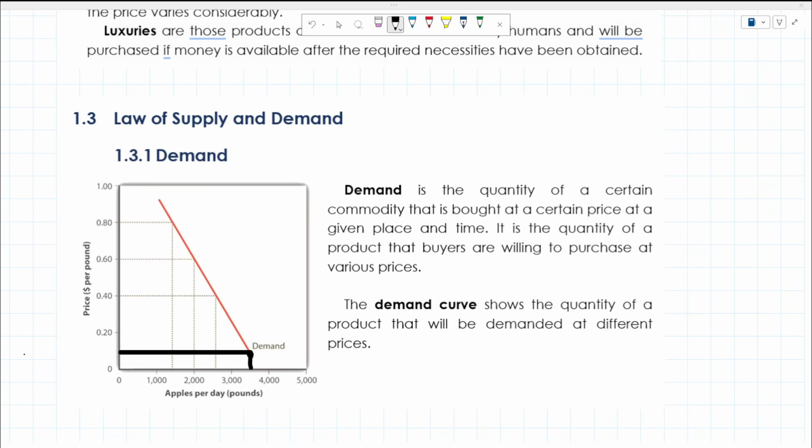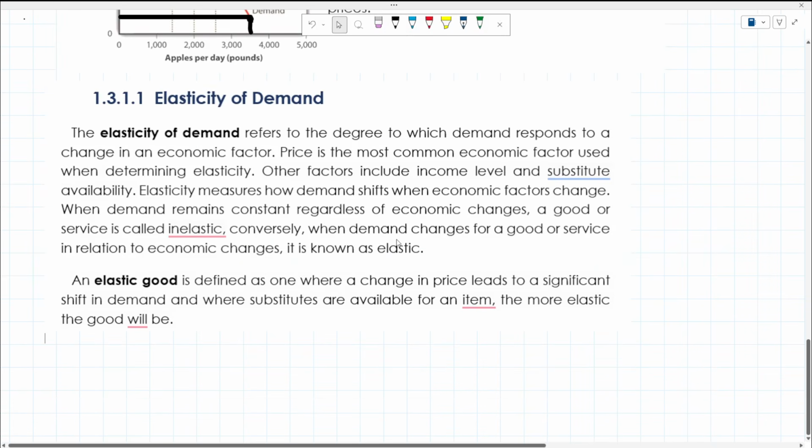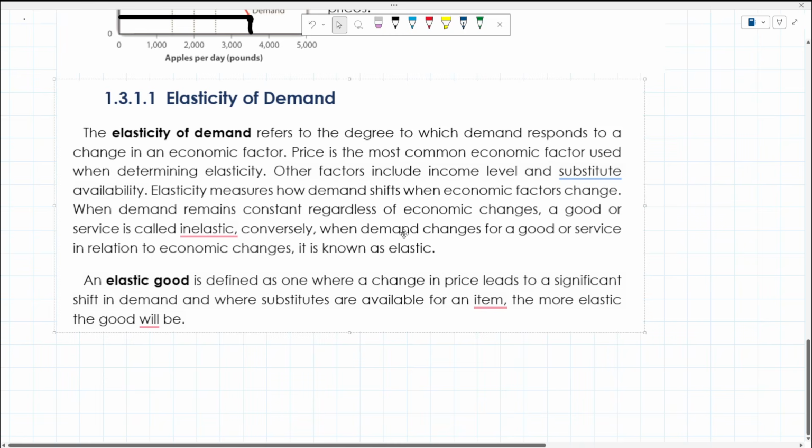What is the elasticity of demand? The elasticity of demand refers to the degree to which demand responds to a change in an economic factor. Price is the most common economic factor used when determining elasticity. Other factors include income level and substitute availability. Elasticity measures how demand shifts when economic factors change.